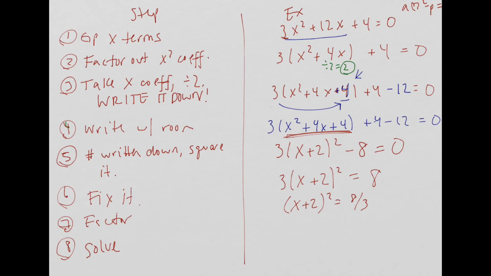Okay, so we're back to this. I need to take the square root of both sides. Remember there are 2 of them. And now x isn't by itself. This is kind of the last step. X is not by itself, but it's not that bad to make it by itself. Just move that 2 to the other side.